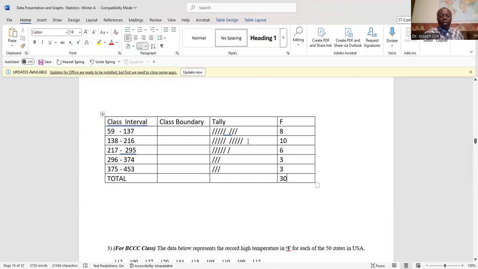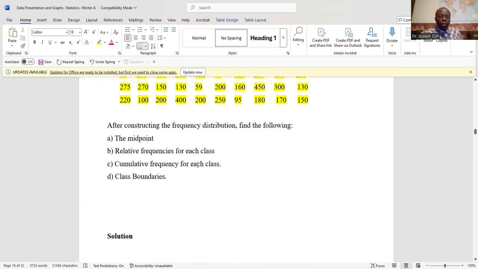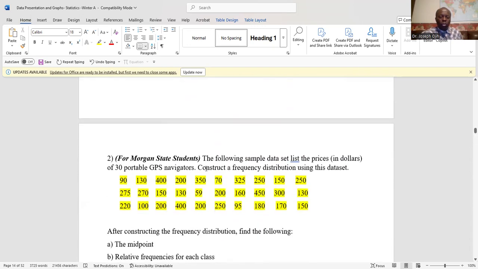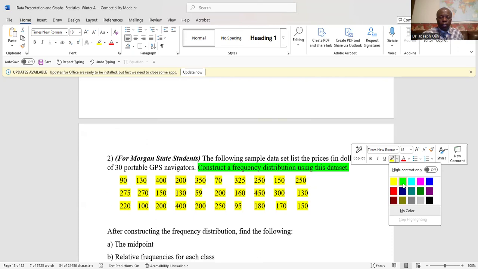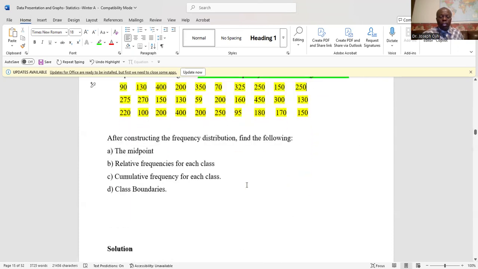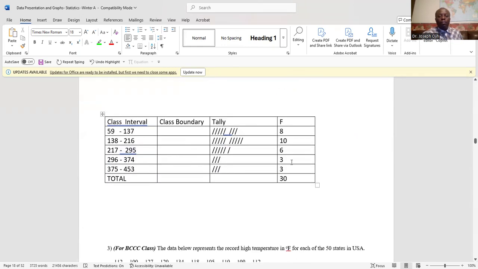Now that we got the frequency, this is now the frequency. Remember the question says to construct a frequency distribution for this data set. This is it right here. This is the frequency distribution. You answer that part. You have it.